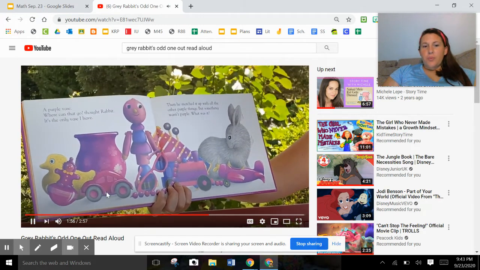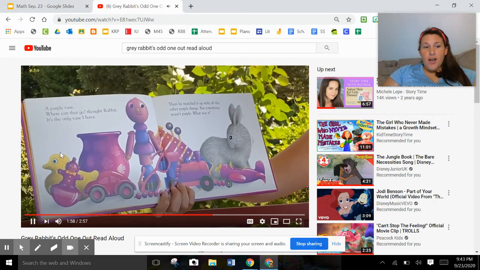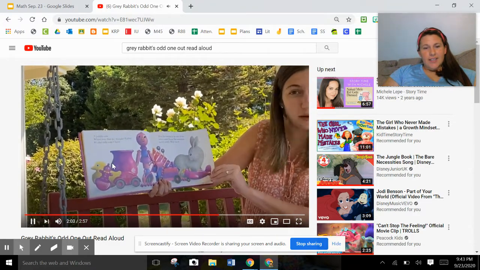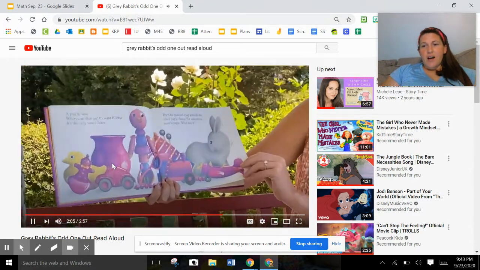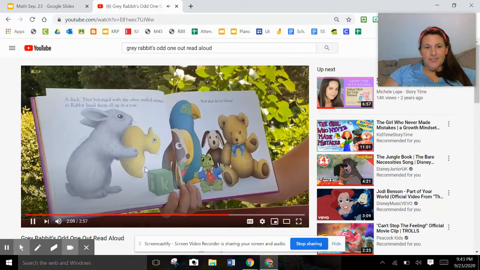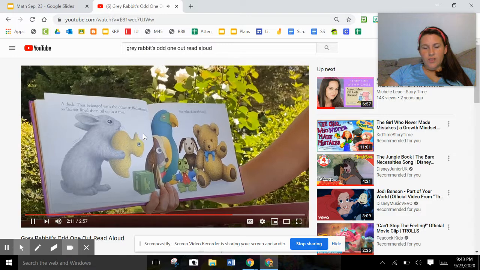All things are purple except something wasn't purple. What was it? Do you see the odd one out, the thing that's not purple? I do. It's a duck. That belonged with the other stuffed animals.